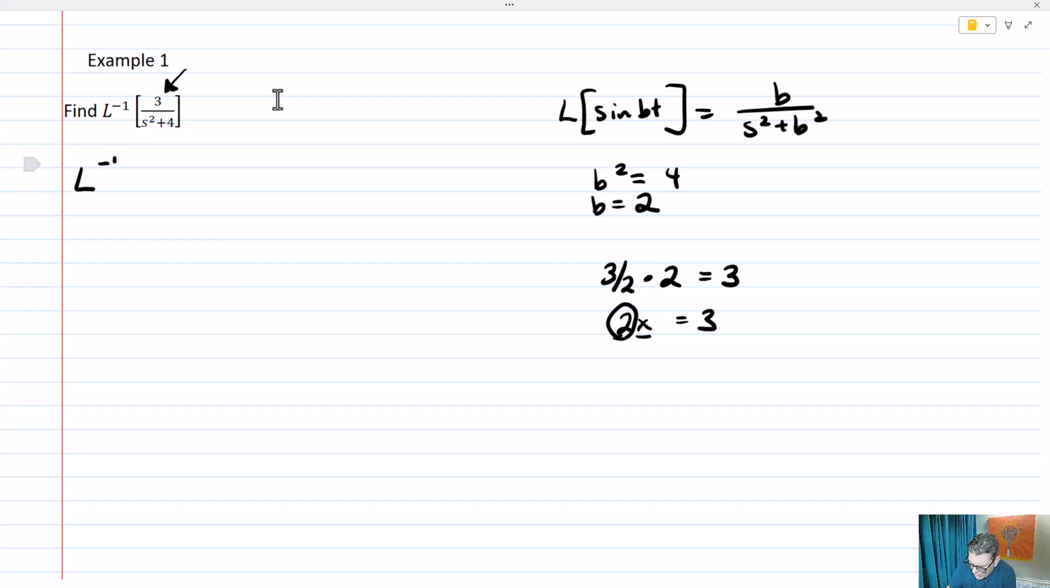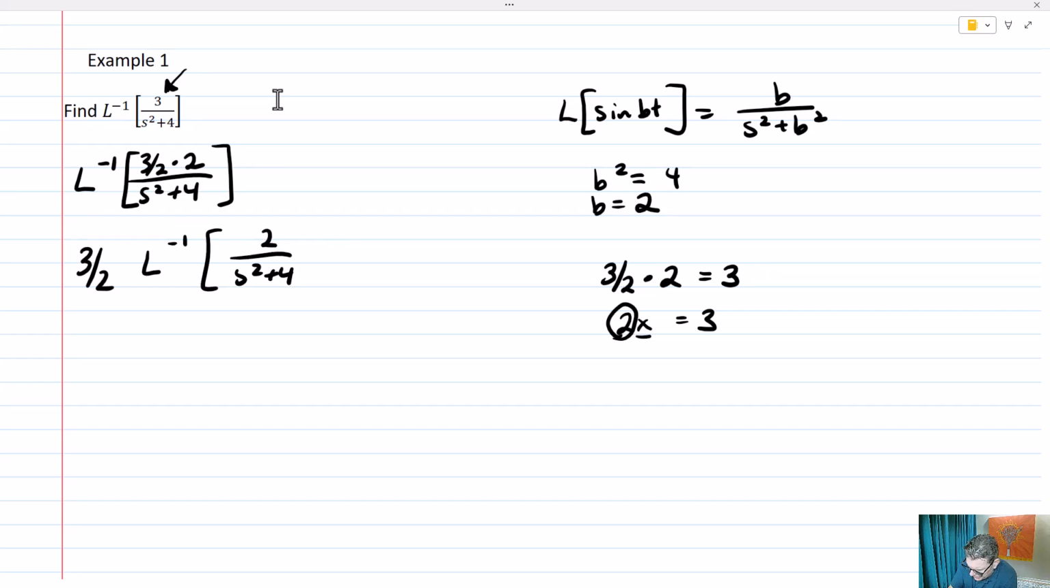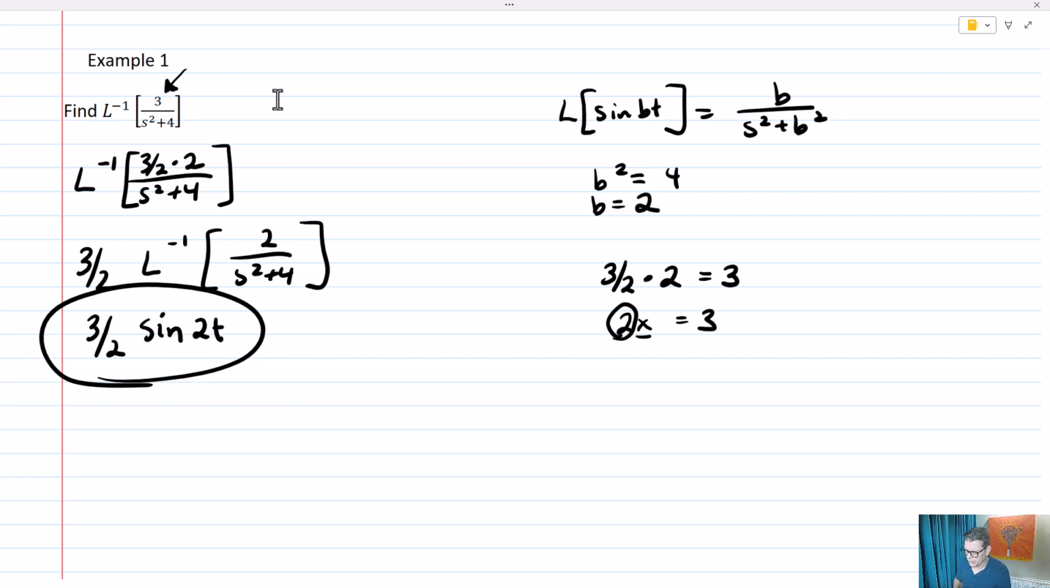So that means that I'm going to have L inverse of 3 halves times 2 over s squared plus 4. Now, because the Laplace transform and its inverse is also going to be linear, I can pull out the scalar. So that means that I get 3 halves times the inverse Laplace transform of 2 over s squared plus 4. What that tells me now, because b is 2, is that this is going to be 3 halves sine of 2t. And that is, in fact, our inverse transform.